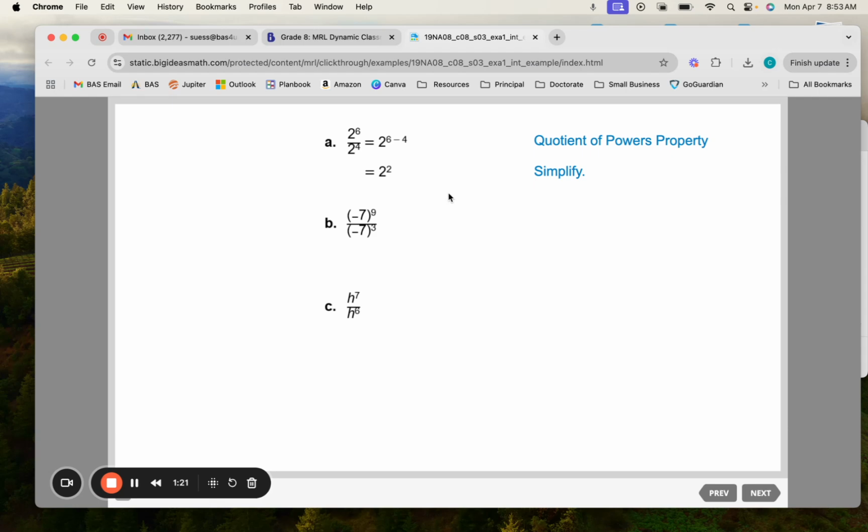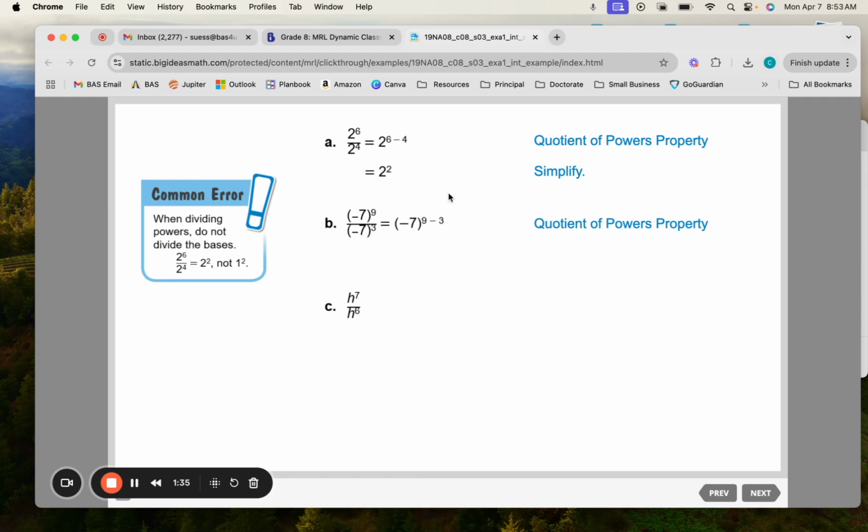We're not evaluating. All right, for B, how would we rewrite this one? -7 in parentheses 9 minus 3, to the power of 9 minus 3, which would be -7 to the power of 6. So this is what I expect to see when you have to show your work, guys.